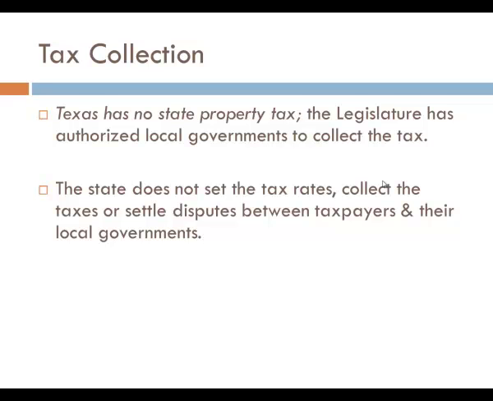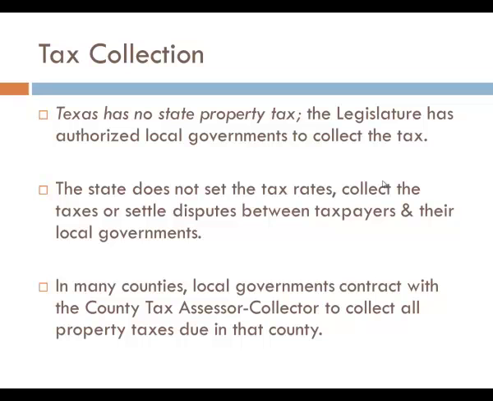Each of the 4 governing bodies we spoke about set the tax rates according to their budgeting needs, and then usually, in most counties, local governments contract with the county tax assessor or collector to collect all property taxes for the district, property taxes for the county, city, and special districts. This allows for taxpayers to send in one payment, which will later be distributed to each of the taxing units.